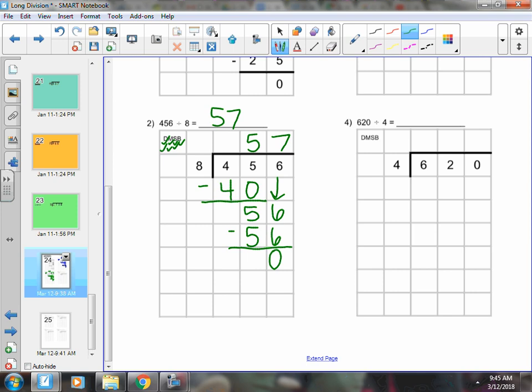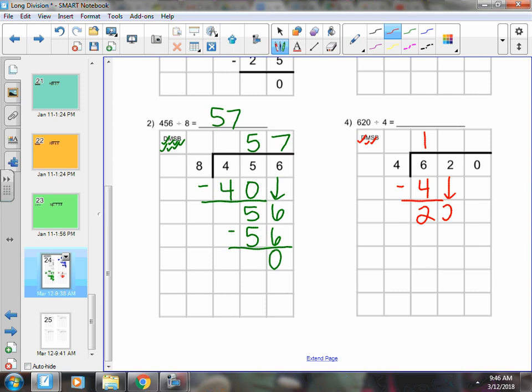Number 4, 620 divided by 4. We're thinking groups of 4, groups of 4, groups of 4. How many groups of 4 fit into 6? If you had 6 kids, you could make one group of 4. You'd have to have 8 kids to make 2 groups of 4. So that's the divide step. Multiply. 1 times 4 is 4. Subtract.